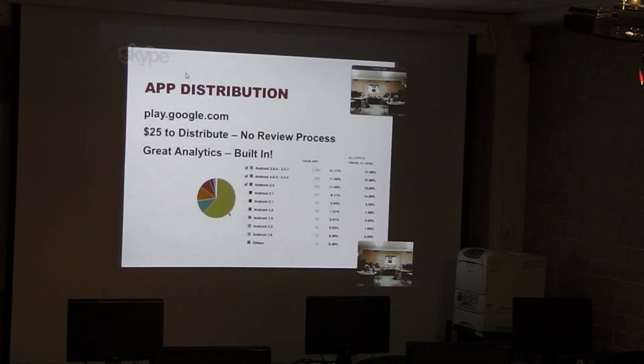So let's talk a little bit about how we get our apps distributed and what that means. So play.google.com, that's where everyone goes to download their Android apps. It's great, it's $25, one time, no review process. You can upload in 5 minutes, like I discussed. All you need is some screenshots, a description, sign off on the dotted line that it's not porn or violent, and you're good to go.